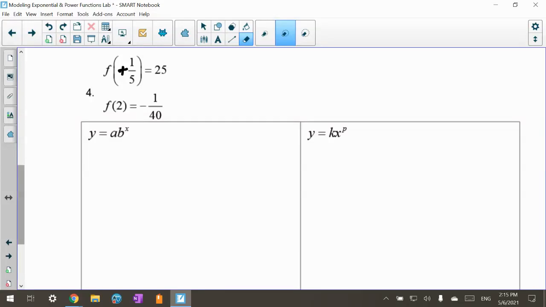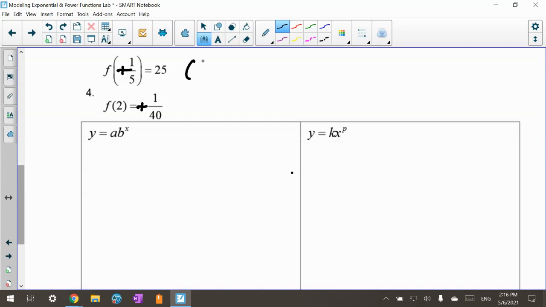Okay, this video is the last one for the modeling with exponential and power functions lab for my pre-calculus class. And I wanted to tell you that there's a negative sign here, and I want you to change both negative signs to positive signs. So that's a typo on my part. So these are just positive numbers, okay?